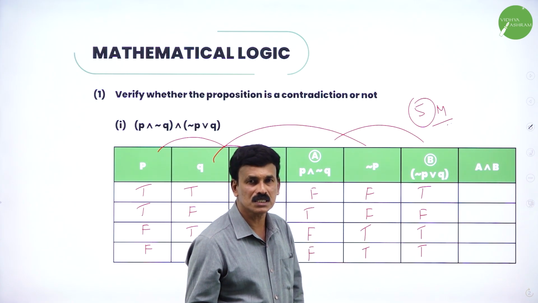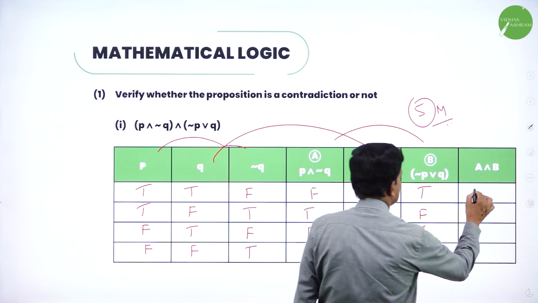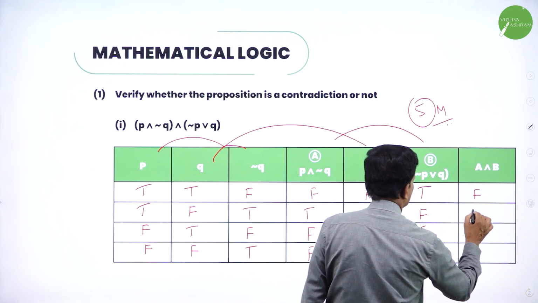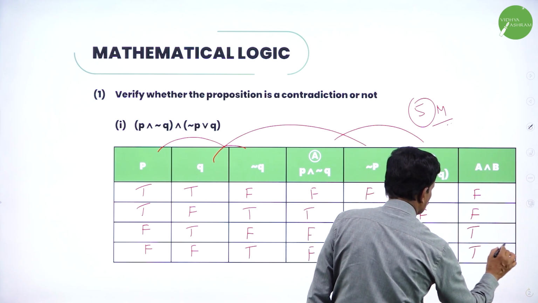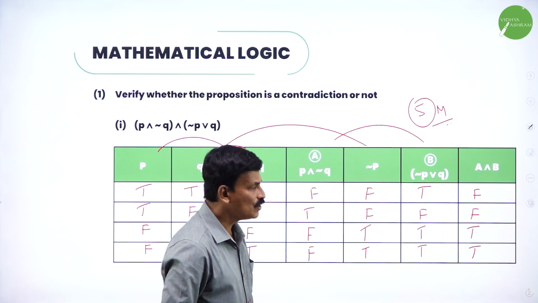In all other cases it is false. So F and T is F, F and F is also F, true and true is true, true and true is true. So FFTT. What do you say?